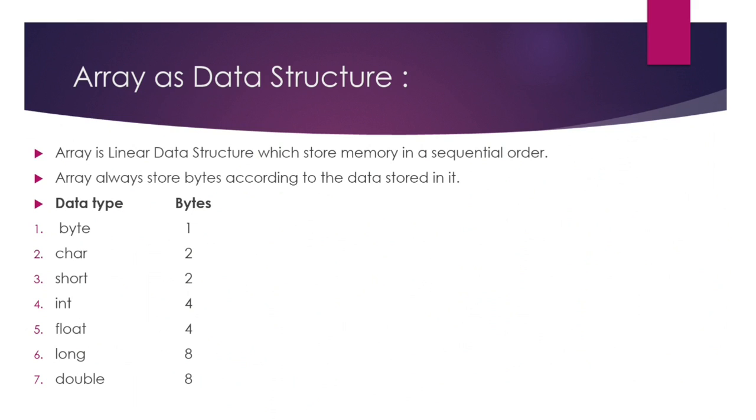Sequential means one by one in a sequence. Like we are standing in a line, in a sequence, we can say in a queue. That is sequential order, that is a linear data structure. An array always stores bytes according to the data stored in it. If you are creating an array of integer data type, one integer stores 4 bytes, and if you have 10 integers, then 4 times 10 means 40 bytes. That's why I've written how many bytes each data type stores.